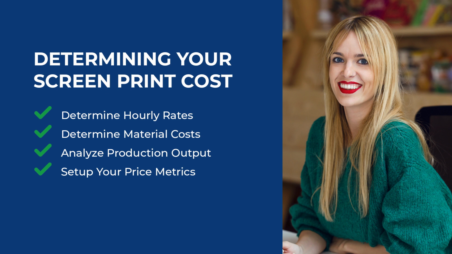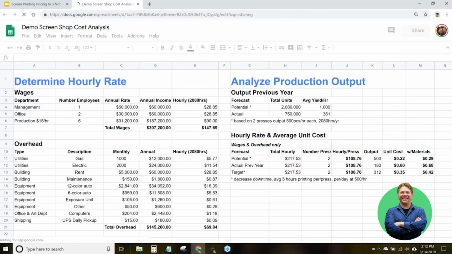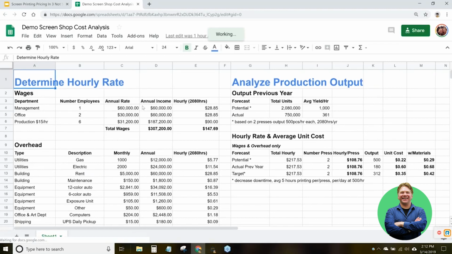So I'm going to click to a spreadsheet I set up, and first we'll just go through each little section here. And again, remember, you can take what you learn from this, or maybe you're already doing something similar, and massage it and find a different approach. The key here for screen printing is you've got to come up with an hourly rate. And you've got to know your material costs, and then you've got to be able to plug that into pricing somehow.